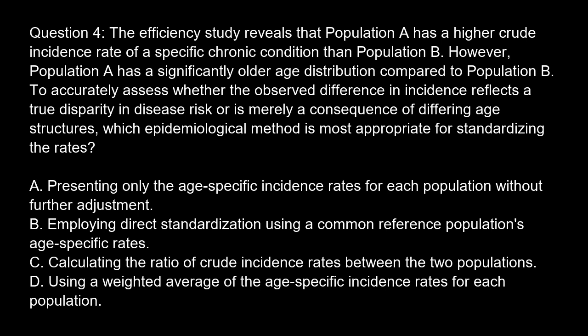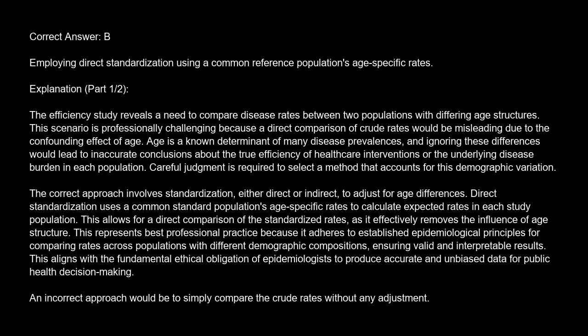Option A. Presenting only the age-specific incidence rates for each population without further adjustment. Option B. Employing direct standardization using a common reference population's age-specific rates. Option C. Calculating the ratio of crude incidence rates between the two populations. Option D. Using a weighted average of the age-specific incidence rates for each population. The correct answer is B, employing direct standardization using a common reference population's age-specific rates.